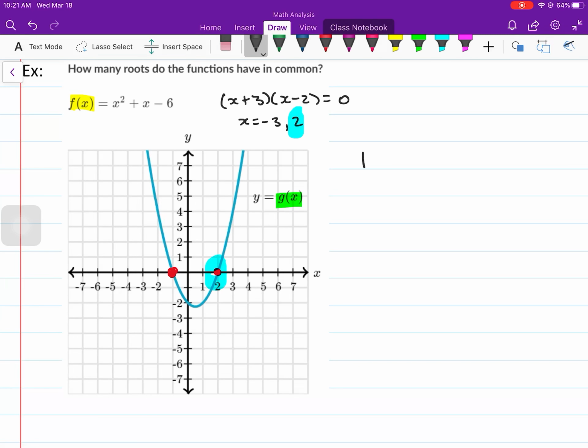So how many roots do the functions have in common? That would just be 1. They have one root in common. Let me just put that: one root in common.